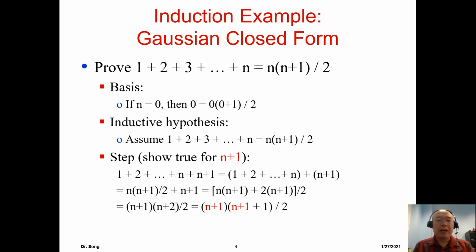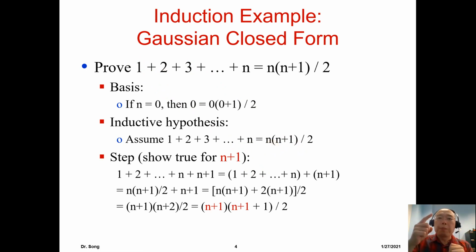The second step, the inductive hypothesis. Remember, for the second part, you don't want to prove that. You only want to assume that it's true. So what is that? For n, the sum from 1 to n is n multiplied by (n+1), divided by 2.